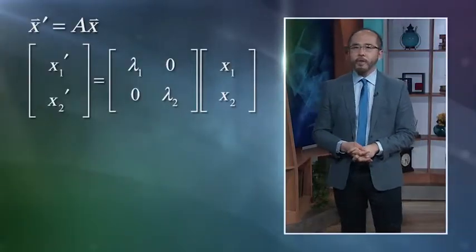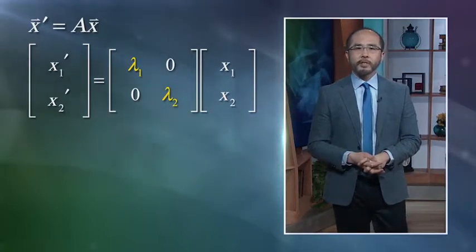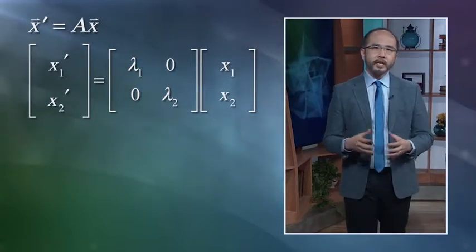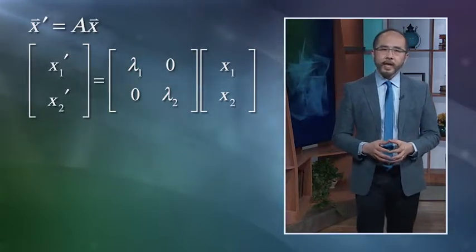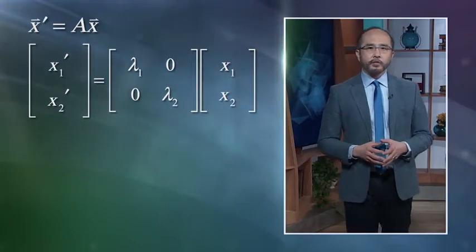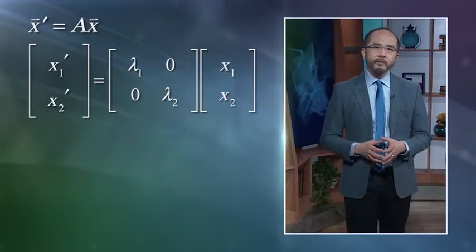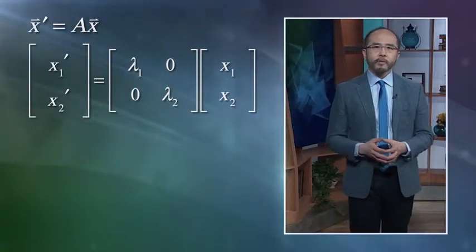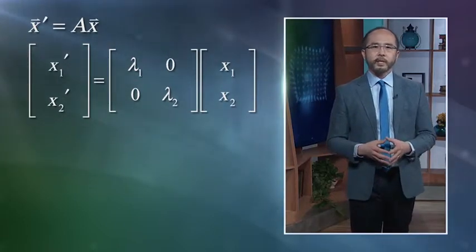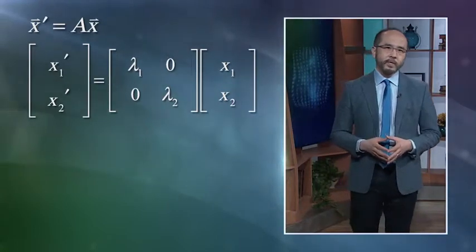Look at this example of a 2 by 2 diagonal matrix with lambda 1 and lambda 2 on the diagonal. In this example, the two equations decouple. The function x1 prime will have no relationship to x2, and x2 prime will have no relation to x1. And each of them is a DE we've seen before, in which the rate of change of a function is just proportional to the function itself. We know the solution. It's exponentials.